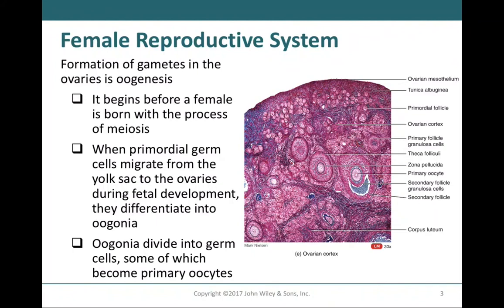So gametogenesis here in the female reproductive system is referred to as oogenesis. This is the homologous process to spermatogenesis that we saw inside of the testes. You can see that this is a section of one of the ovaries, and you've got lots and lots of primordial follicles, which are immature, up here in the ovarian cortex. And as we start to move a little deeper, you can start to see the developing primary and secondary follicles.